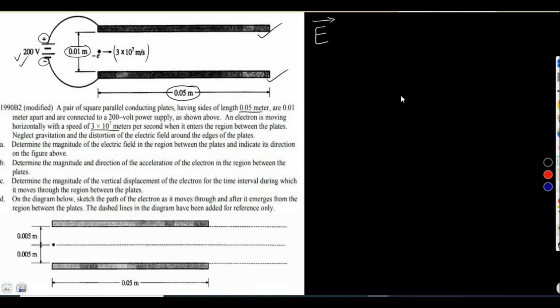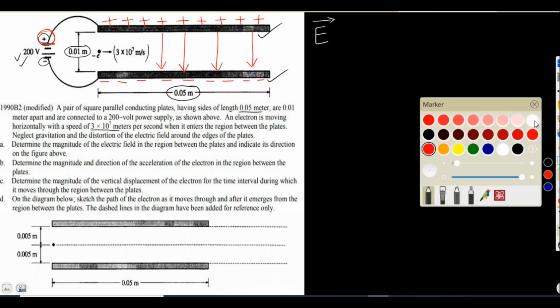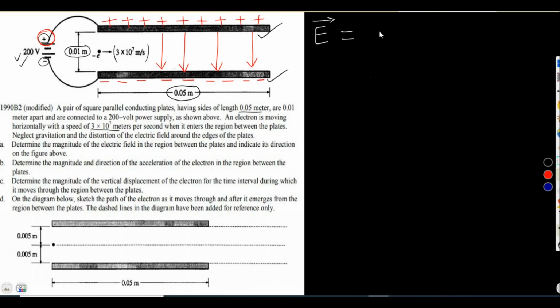Since this plate is connected with the positive terminal of the battery, and this plate is connected to the negative terminal of the battery or cell, this will be the negative terminal. We know the direction of the electric field is from positive potential to negative potential. So we can say the direction of the electric field will be downward.